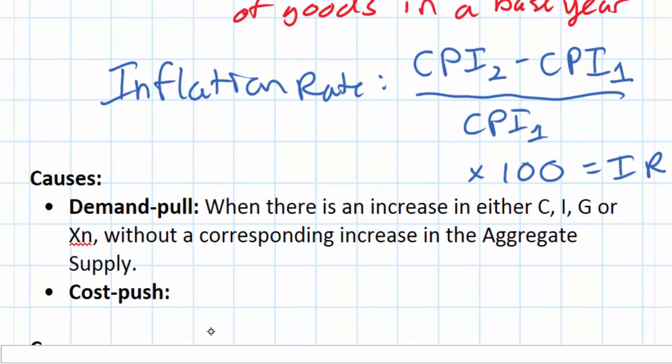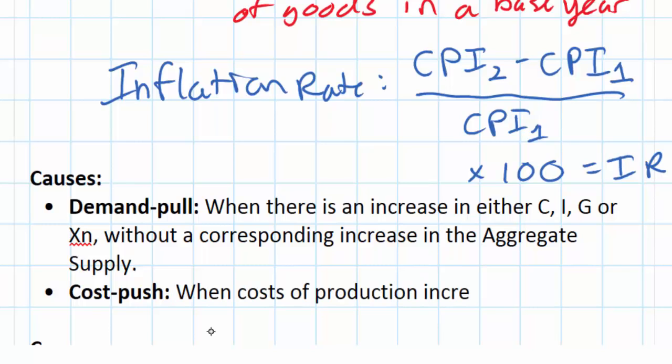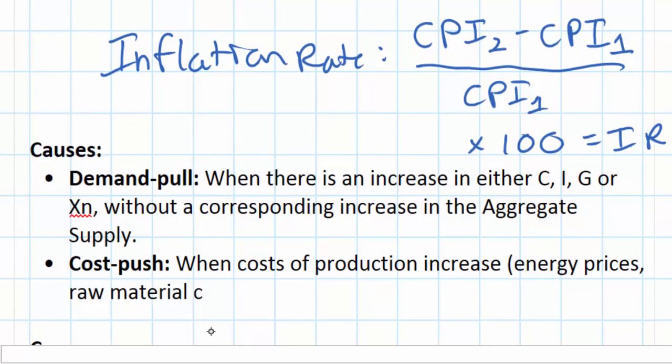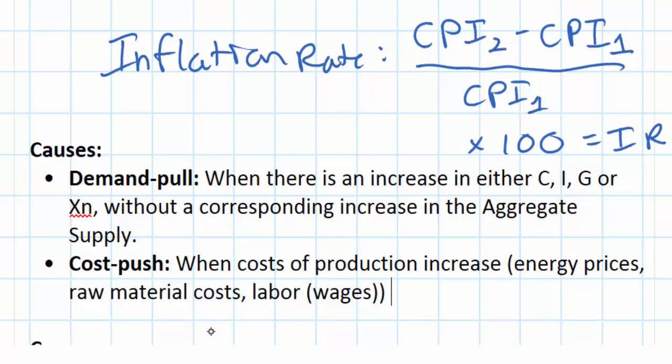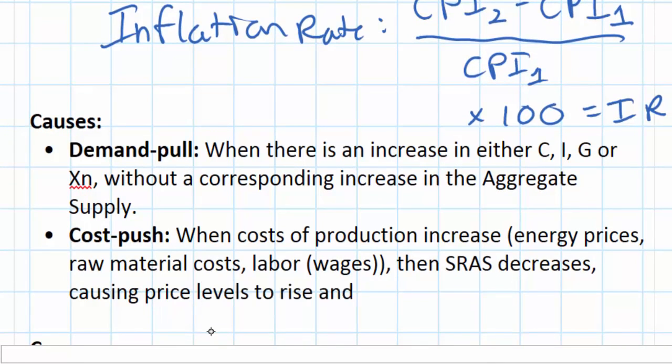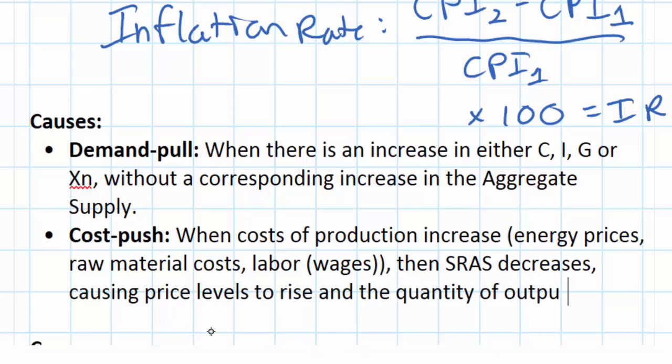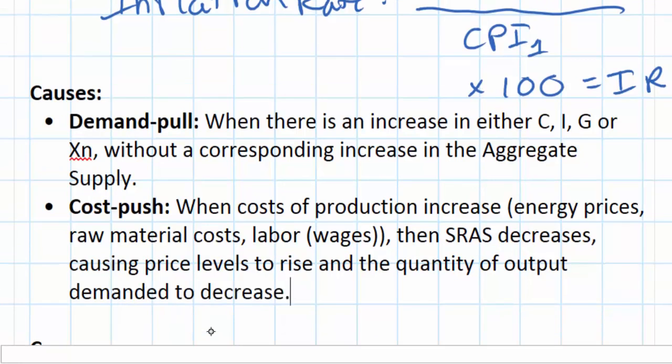Another cause of inflation is what we call cost push inflation. Now, this doesn't sound quite as obvious as demand pull because there's not a line on the graph called the cost curve. However, there is the aggregate supply curve. And when costs of production increase in a nation, this could be energy prices, raw material costs, labor prices, in other words, wages. If any of these costs increase, then SRAS, the short-run aggregate supply, decreases, causing price levels to rise and the quantity of output demanded to decrease.